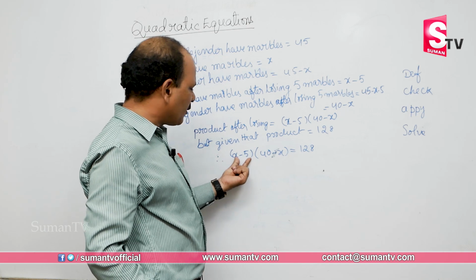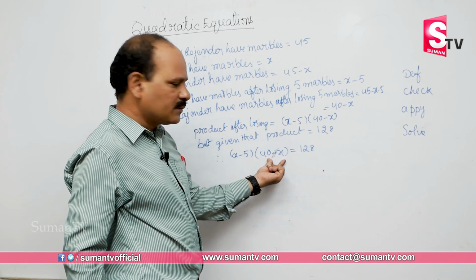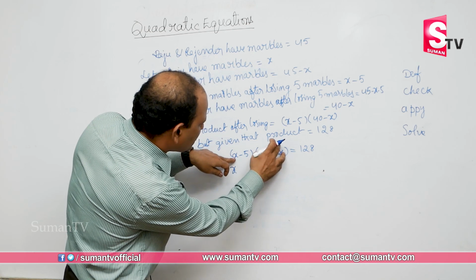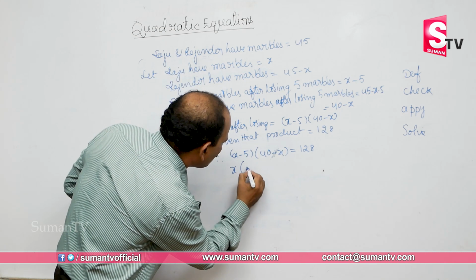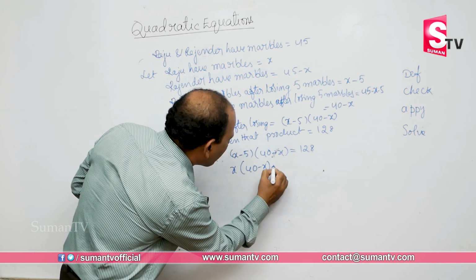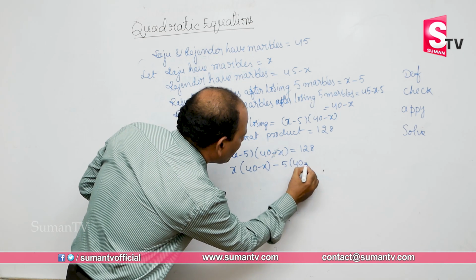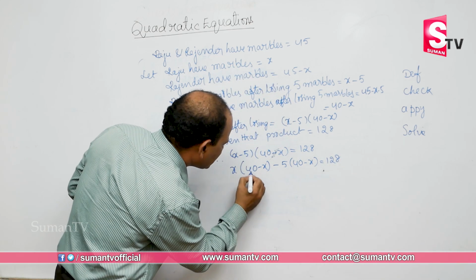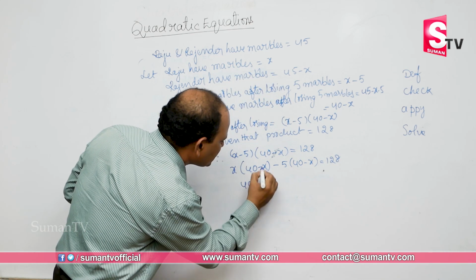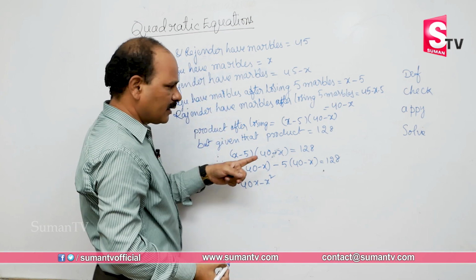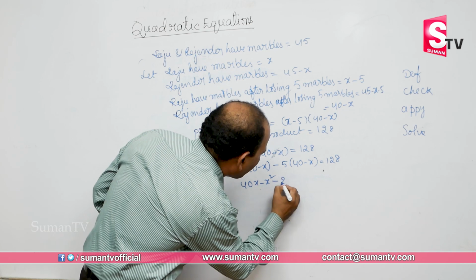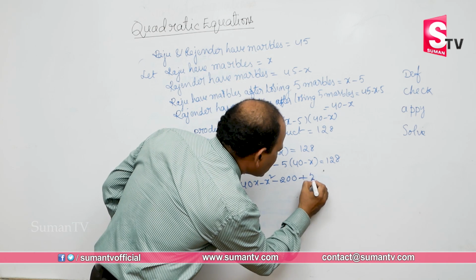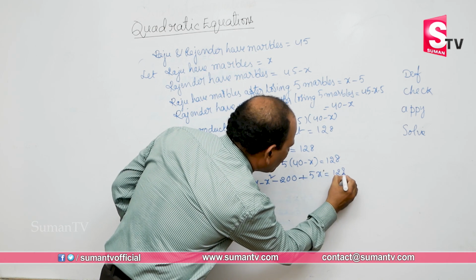Now these binomials should be multiplied. First you have to multiply this whole binomial by X. So (X minus 5)(40 minus X) is equal to 128. X into 40 is 40X, X into minus X is minus X squared, and minus 5 into 40 is minus 200, minus 5 into minus X is plus 5X, equal to 128.